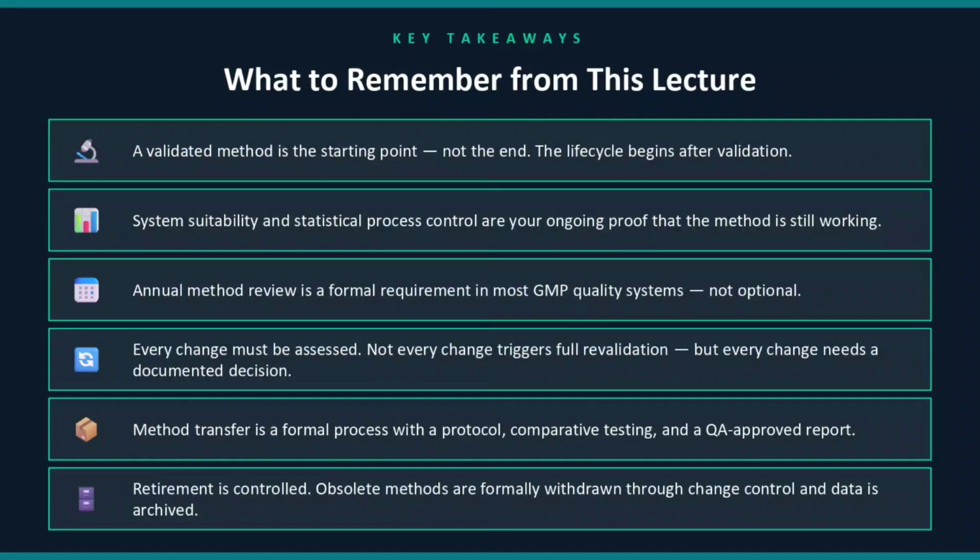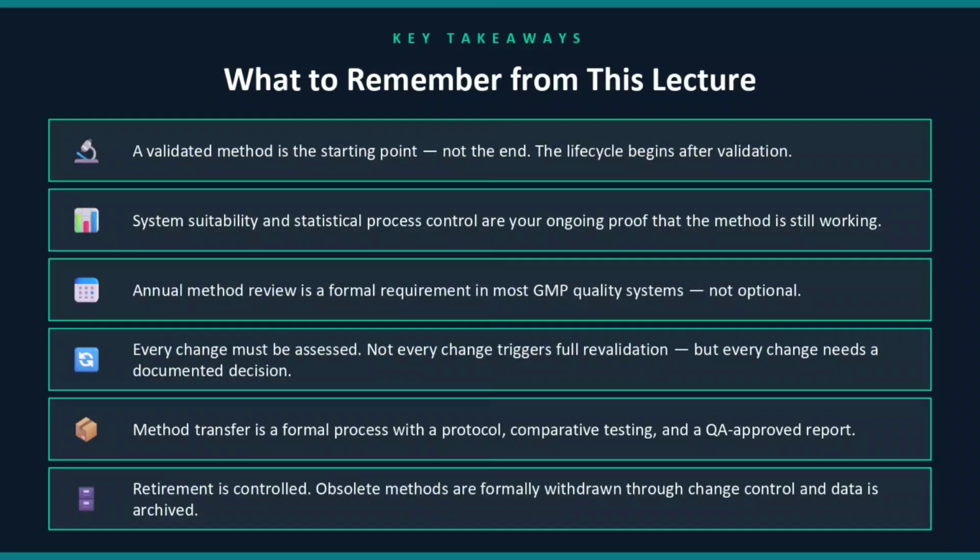Watch for trends. Number 3. Annual method review is a formal GMP requirement. It is the documented health check that your quality system performs on every validated method every year. Number 4. Every change must be assessed through change control. The assessment determines whether full revalidation, partial revalidation, or only reverification is needed. Every decision must be documented.